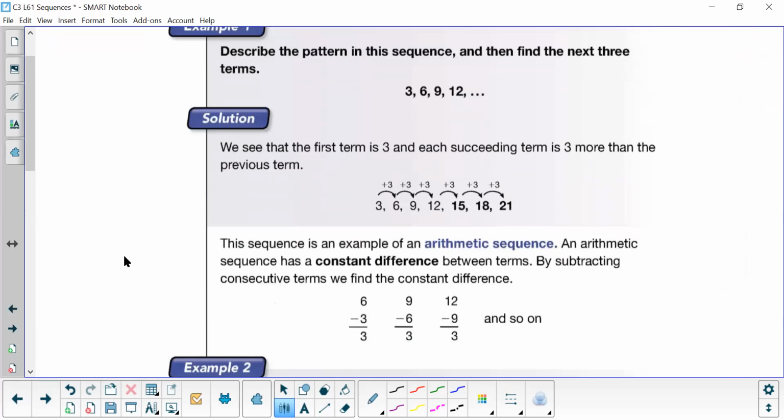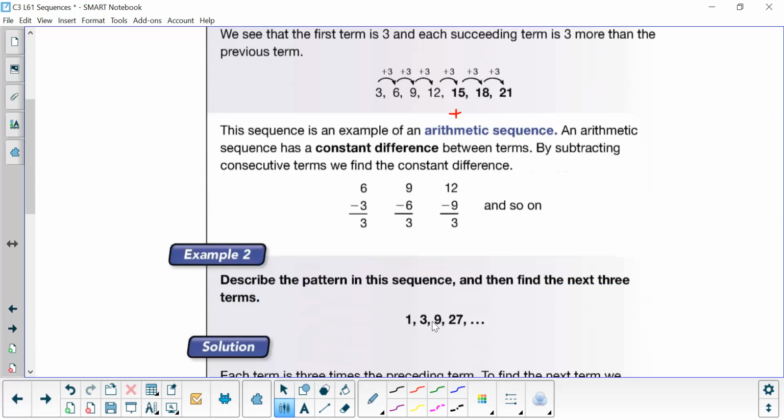That type of pattern, when I'm adding 3, as we see here in this pattern, we get our next 3 numbers of 15, 18, 21. That is called an arithmetic sequence, where I'm adding to the previous term, which creates a constant difference. Constant difference is a subtraction. Remember that difference is the answer of a subtraction problem. So I have this constant difference of 6 minus 3 is 3, 9 minus 6 is 3, 12 minus 9 is 3. I always have that constant difference of 3. So with an arithmetic sequence, I am adding, and I have a constant difference. And I can follow that sequence on and find additional numbers in the pattern.